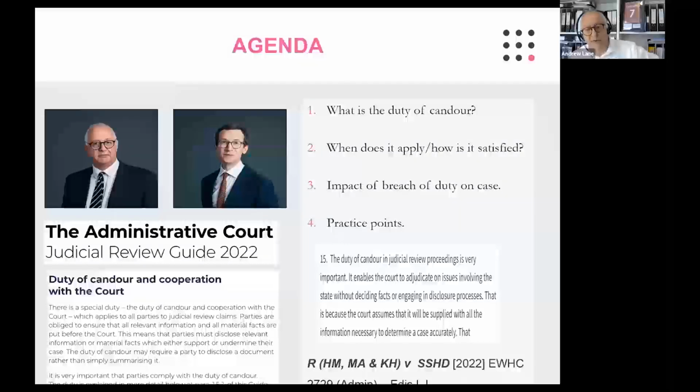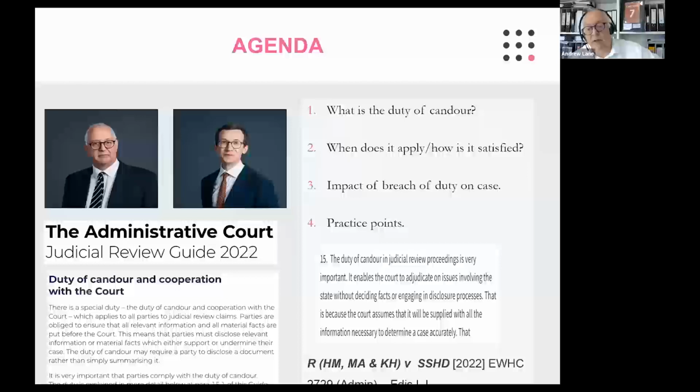What you see in front of you is, first of all, a quote from the Administrative Court Judicial Review Guide, which I would hope many of you have access to, not necessarily in hard copy, but online. That's from section 15 about what it is. It's a special duty which applies to all parties, and parties are obliged to ensure that all relevant information and all material facts are put before the court.